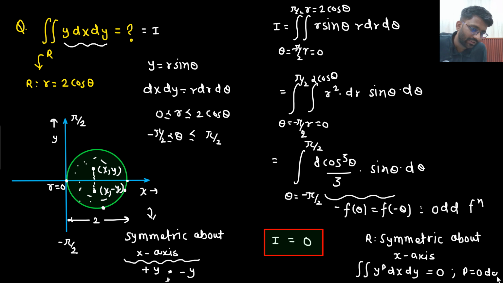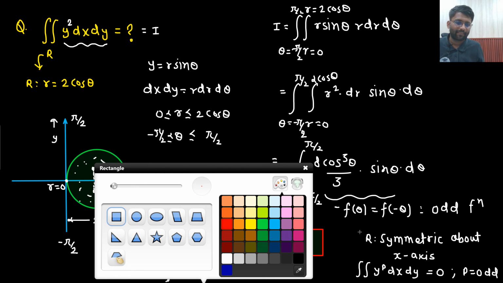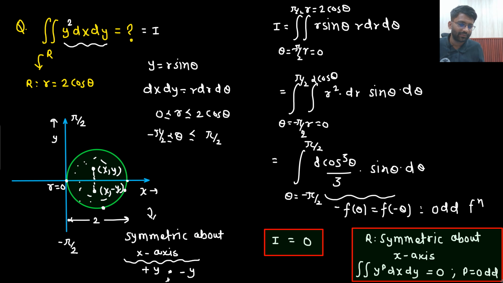Why odd? Because if it is even, let's just say it was y square, so in place of y if I put minus y, it will again become y square only. So the integrals that I find out will be added, they will be doubled. So power has to be odd, because if it is odd power, it will become minus y to the power 3. So this will be 0 if p is odd. Is that understandable to you?